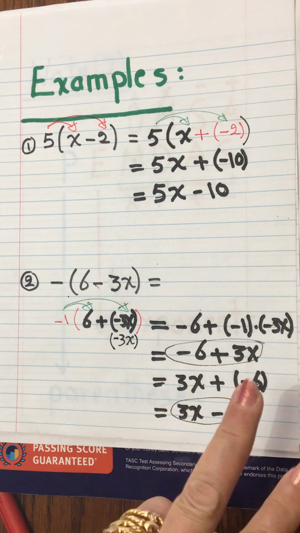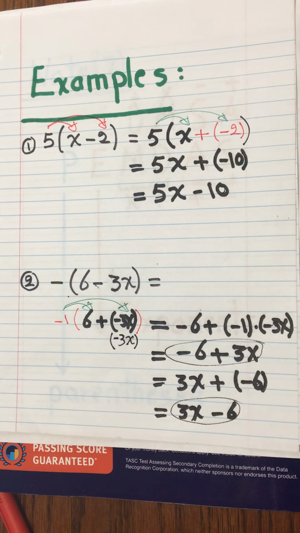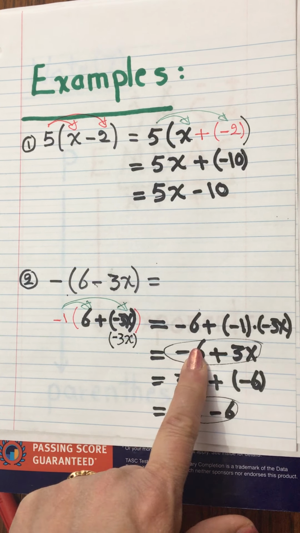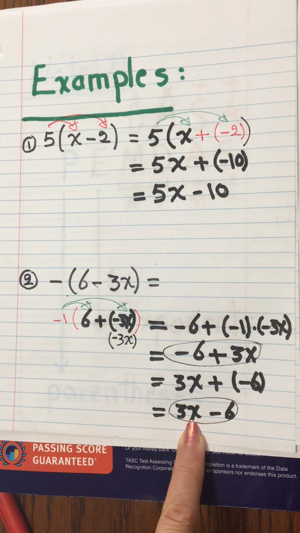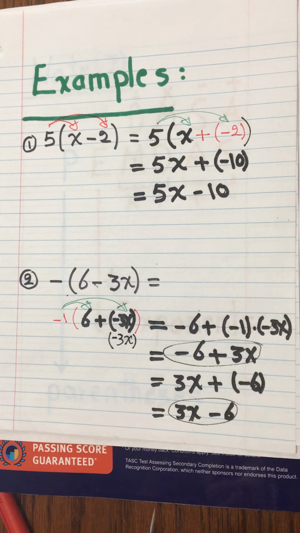Then I'm going to switch them, because we always write x first and then the number. So 3x first plus negative 6. And I have 3x minus 6, because positive times negative is negative, so minus 6.